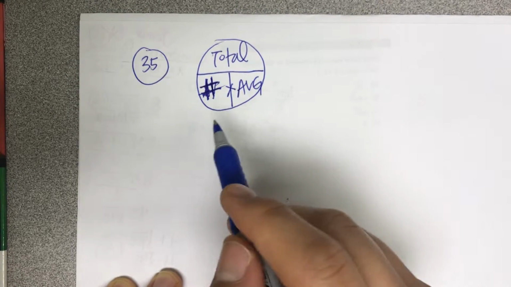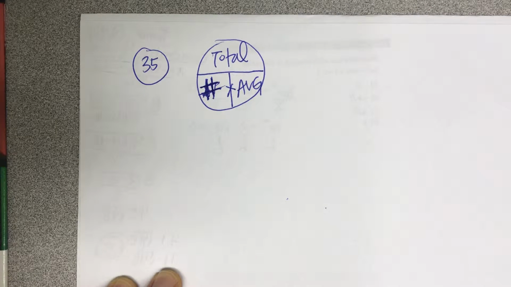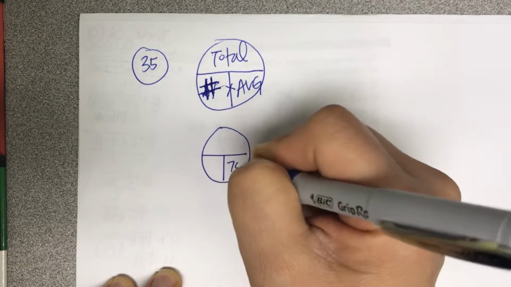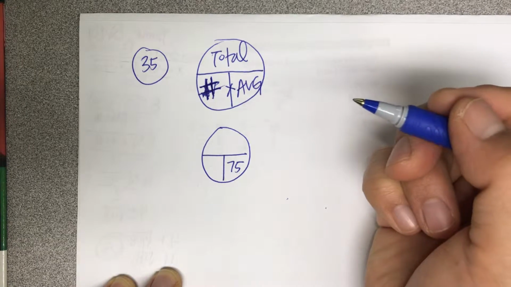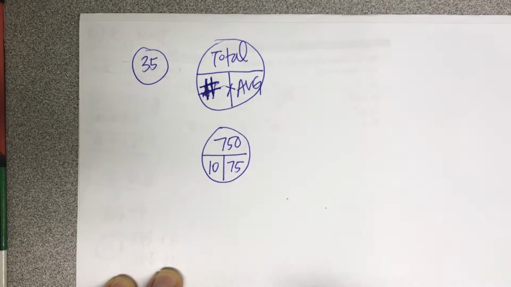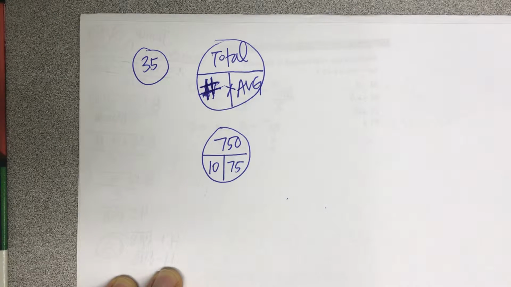It says an online store receives customer satisfaction ratings between 0 and 100, inclusive. In the first 10 ratings, the store received an average of the ratings was 75. So they're giving us our first numbers. They're saying the average was 75. And for how many? For 10. So we know that the first 10 totaled up to 750 for the whole score.